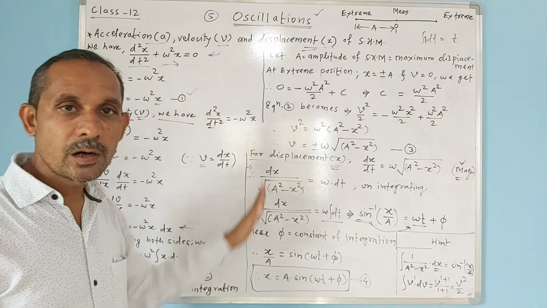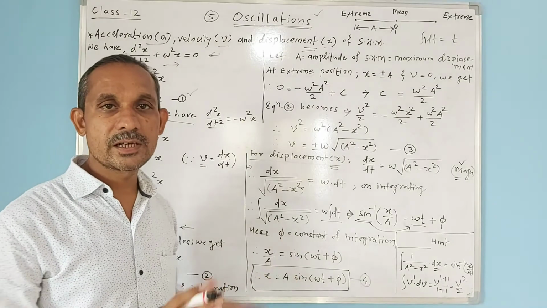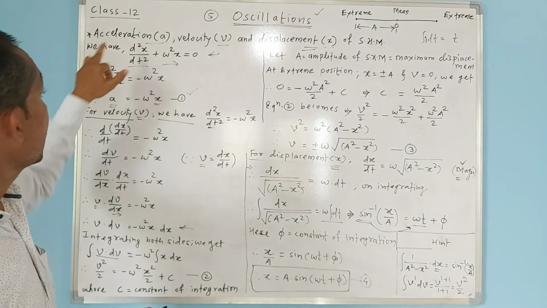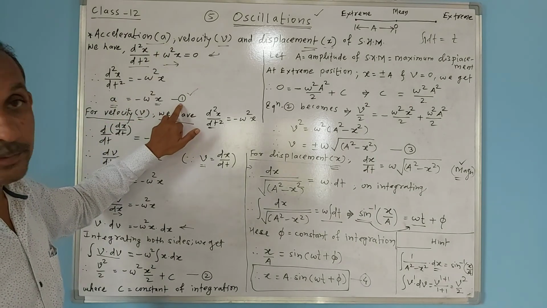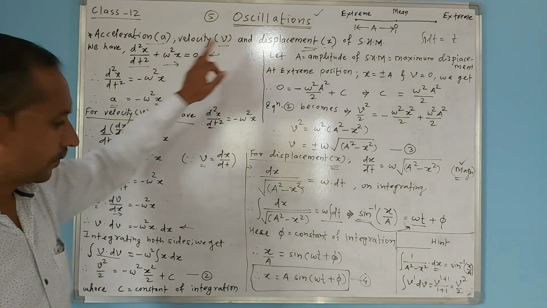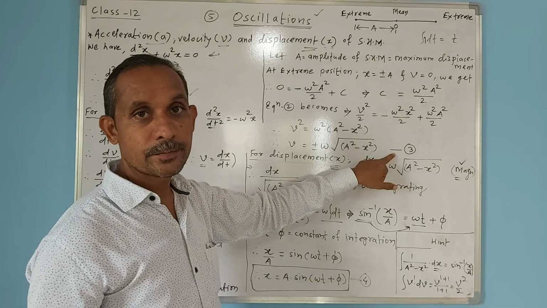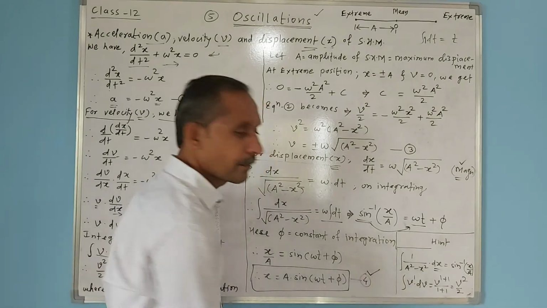So this is the process to derive the different relations, like acceleration A given by equation number 1, velocity V given by equation 3, and last, displacement given by equation number 4.